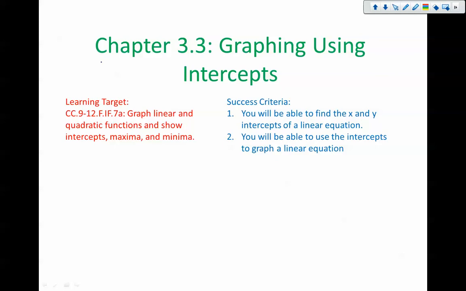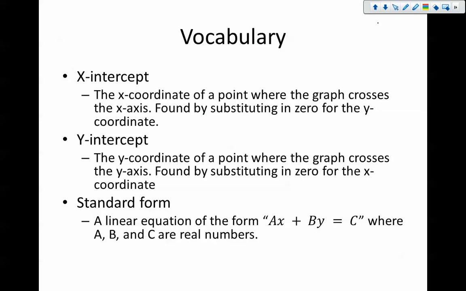This is chapter 3.3. We're graphing using intercepts. And in this set of videos, you're going to be able to find the x and y intercepts of a linear equation. And you're also going to be able to use the intercepts to graph a linear equation. So we're going to find the intercepts, and then we're going to talk about how to use them to graph something. So a couple of quick definitions here first.